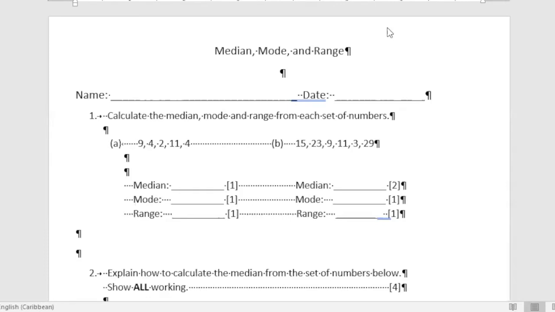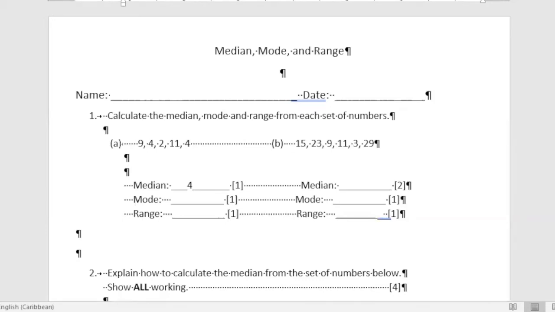Okay, here we have an activity. Can everyone see this activity? Okay, question number 1. Calculate the median, mode, and range from each set of numbers. Question A, 9, 4, 2, 11, and 4. What is the median of question A? Good job. The median is 4.